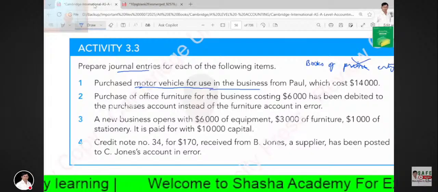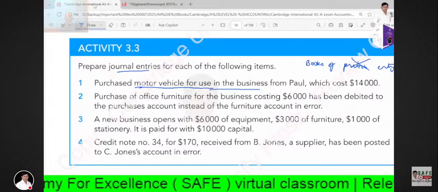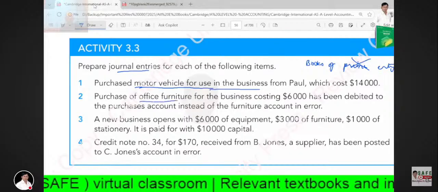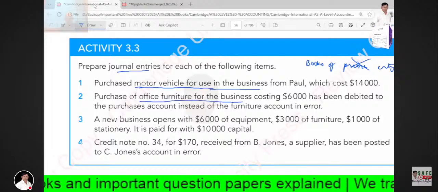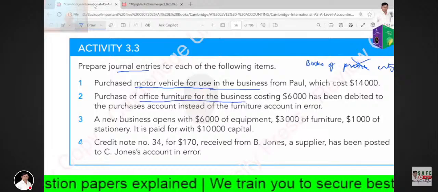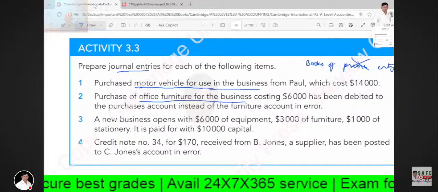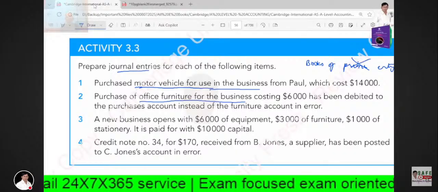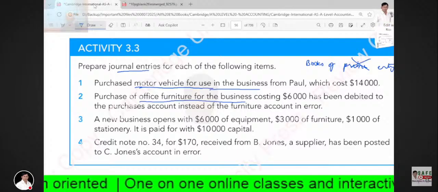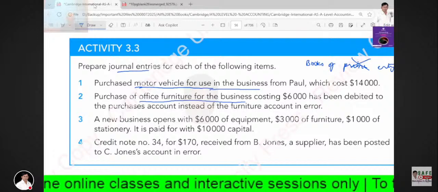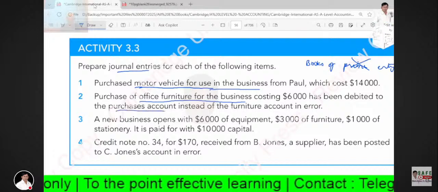Purchase of office furniture for the business costing... Office furniture for the business costing had been debited to purchases account. So office furniture you normally purchase to keep it in the office, but it has been debited to purchases account. So what to do? We have to reverse the entry.